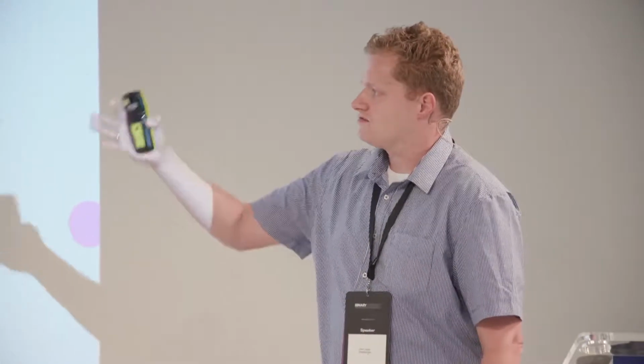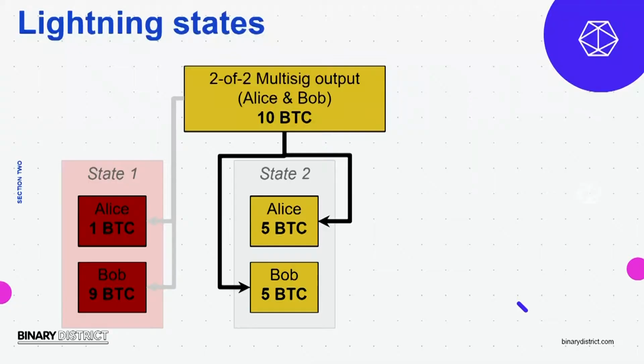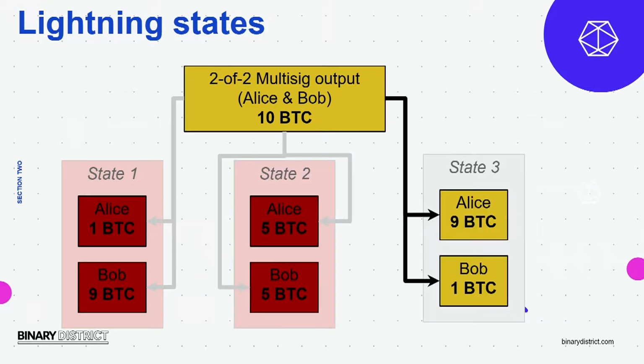Now, if Bob were to pay Alice 4 coins, then there is a new state where Alice has 5, Bob has 5, and the previous state is sort of rendered useless by publishing a key that allows either participants to get all the money if the other side cheats by publishing it, which would probably be Bob because he has more money in that state. So if Bob were to pay Alice again, then we have another state and the second state is invalidated.